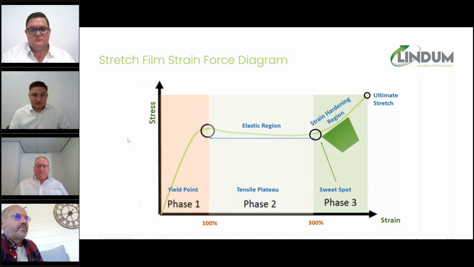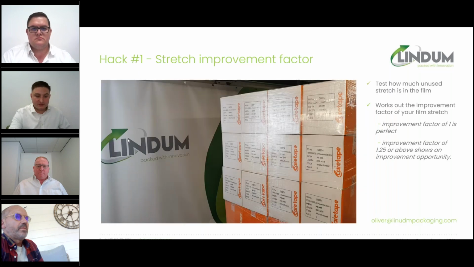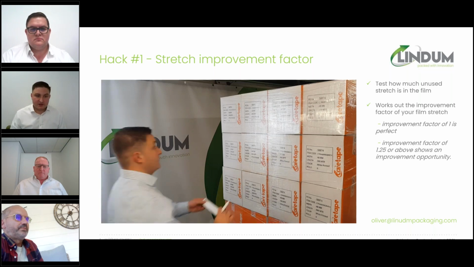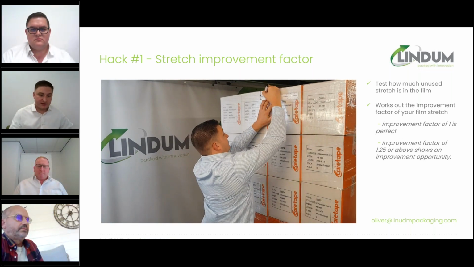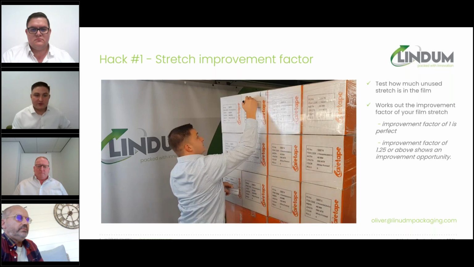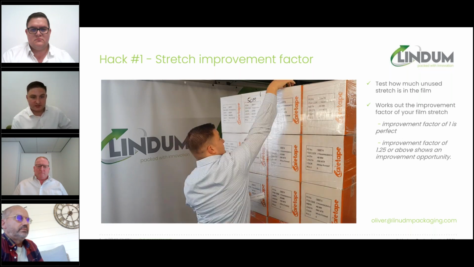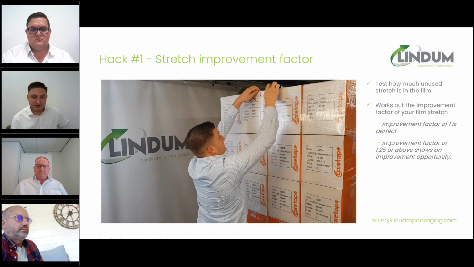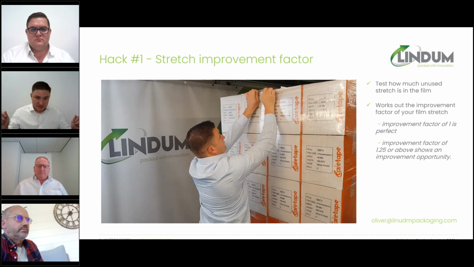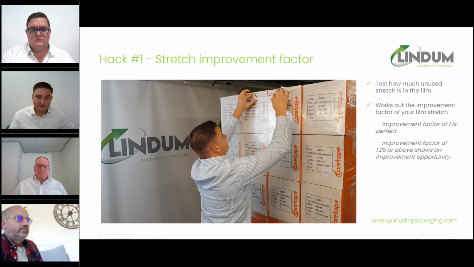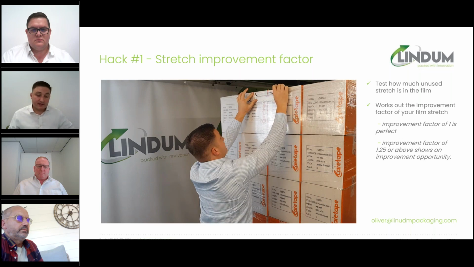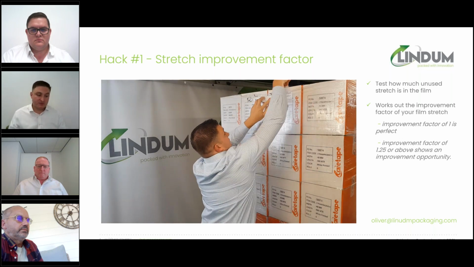So the first hack that I wanted to show you is how to identify what level of stretch you actually have left in your pallet wrap. We call this our stretch improvement factor. Remember the 3 phases of the elastic band as you watch this video. Start off by making 2 marks, just 5 centimeters apart. Then you can grip the wrap and physically stretch it until you feel it lock out, so you don't take it so far that you break the wrap. Then measure how far apart your 2 marks are.